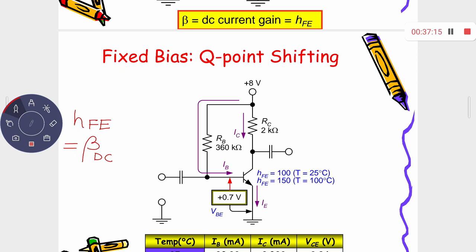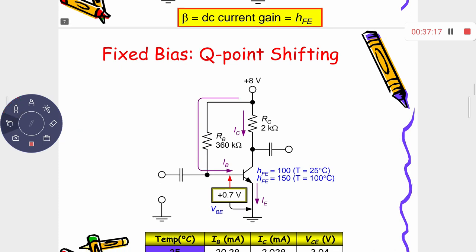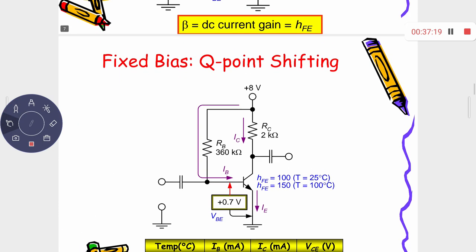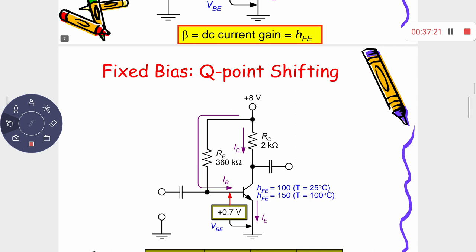Okay. Now the thing is, what problem are you encountering with this particular circuit? One point is that the circuit is not stable. Biasing is not stable. There is a stability issue. That means there is a shift of the Q point.